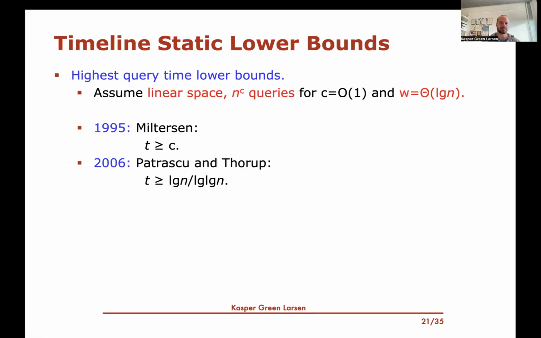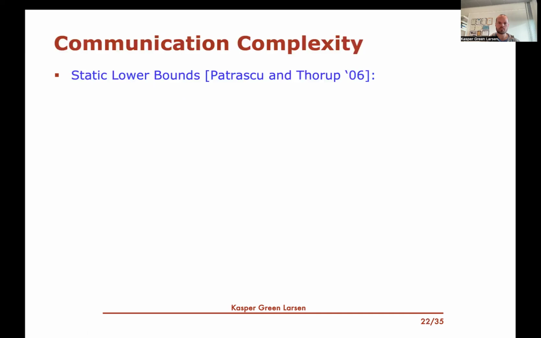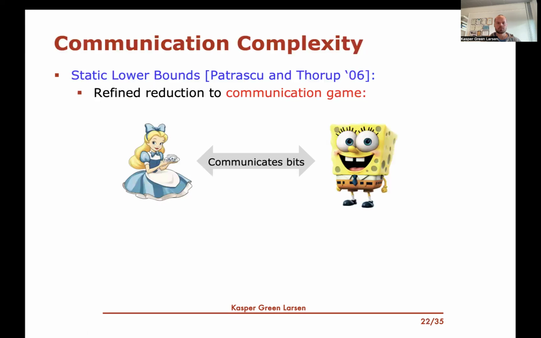What we'll see next is a very nice result by Mihai Petrascu and Mikkel Torup from 2006, where they managed to prove lower bounds for the setup of space and number of queries. The first non-constant lower bounds of log n over log n. And this lower bound is based on a reduction from communication complexity again. So let's look at their reduction here. They're basically going to do a more elegant or more refined reduction. They're still going to do a communication game between Alice and Bob.